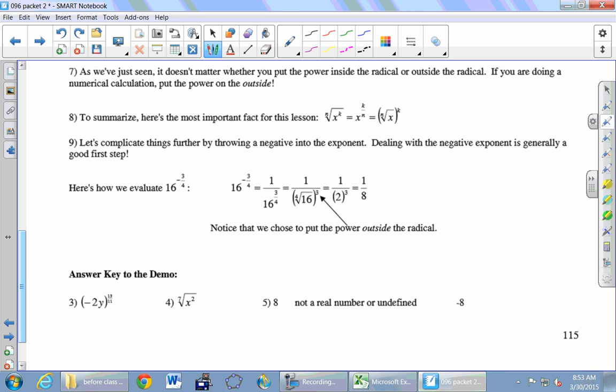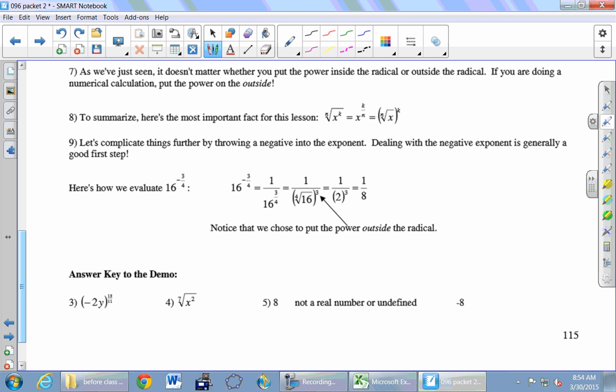Okay, so 16 to the negative 3/4. So again, this one's written out. We'll just read through. If I see a negative exponent, I can put 1 over, yes? So that's really 1 over 16 to the positive 3/4. That's the first step. And then 16 to the 3/4, according to what we did today, that's a radical. We know that the 4 is the index and the 3 is the power.